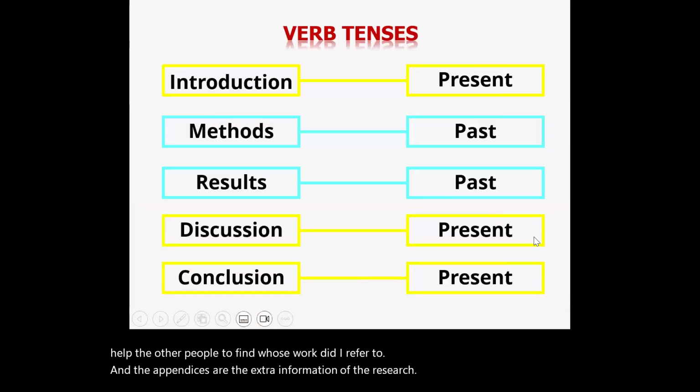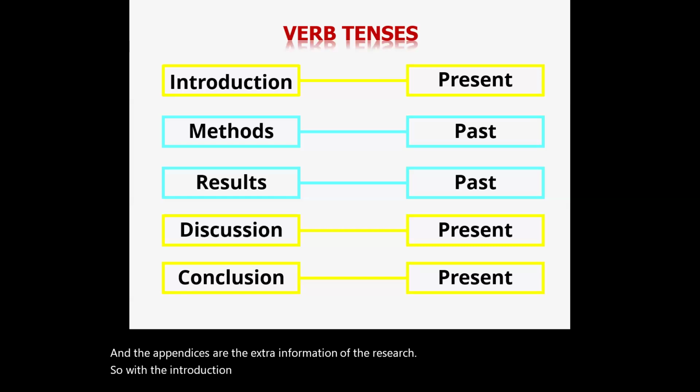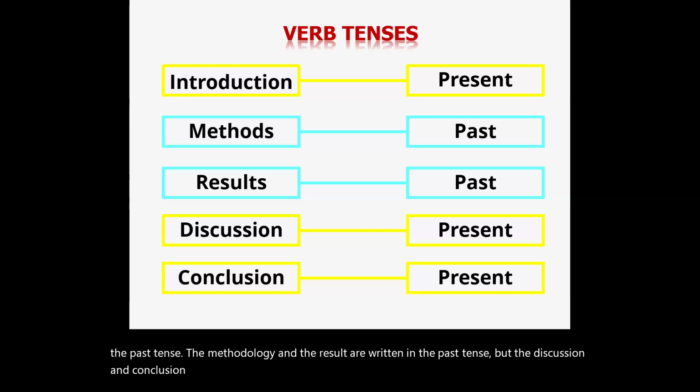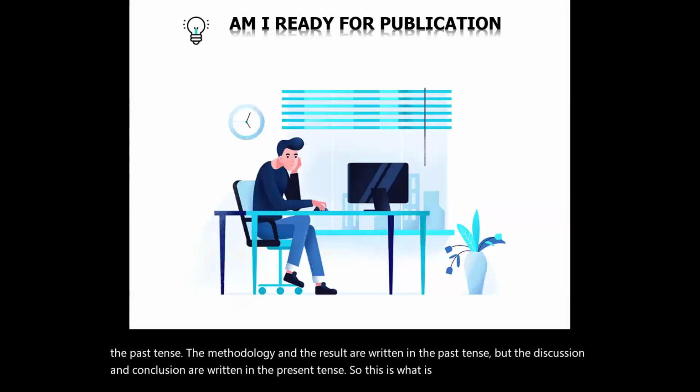So the introduction, as we said, should be written in the present tense. Otherwise, if you are going to tell something from the past, you will write it in the past tense. The methodology and the result are written in the past tense, but the discussion and conclusion are written in the present tense. So this is what is to be written as a verb tense for your paper.